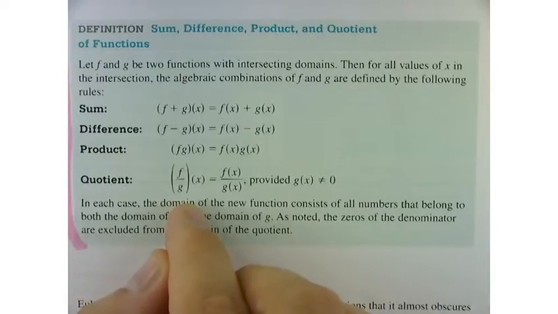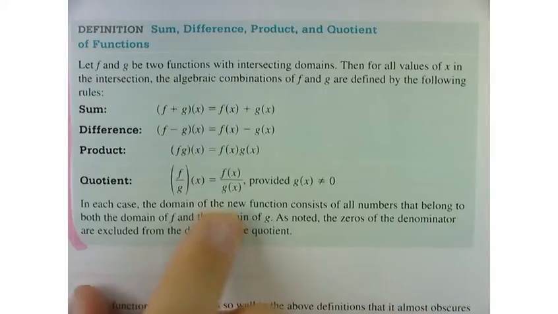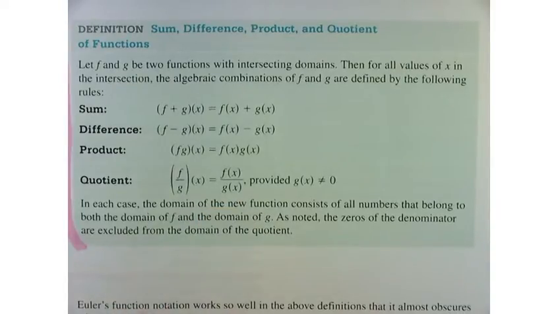Remember, we can't have a 0 in the denominator, so we have to include that g of x cannot equal 0. So in each case, the domain of the new function consists of all numbers that belong to both the domain of f and the domain of g. As noted, the zeros in the denominator are excluded from the domain of the quotient. So in the final one, we've got to make sure that whatever g of x is, we find out what the zeros are and exclude those from the domain. Does that make sense?